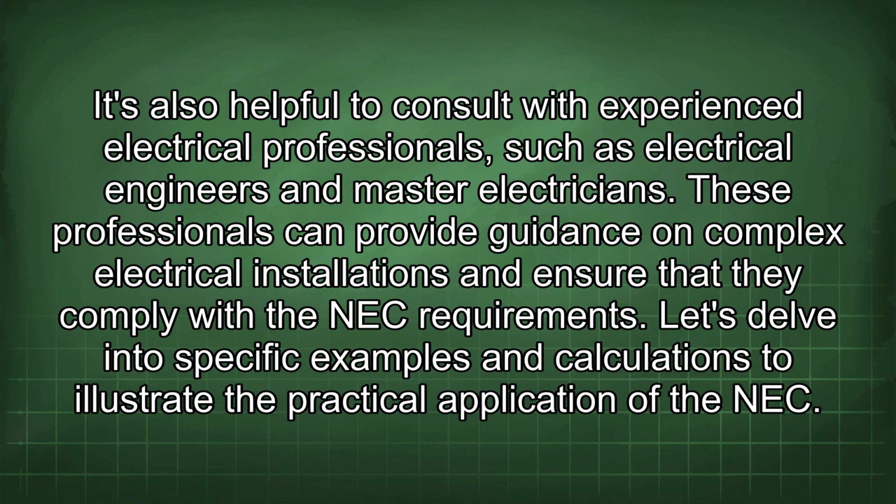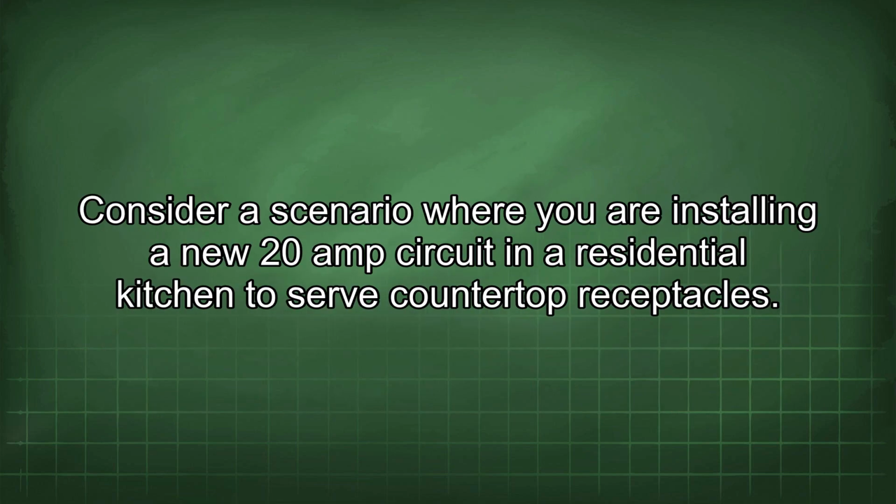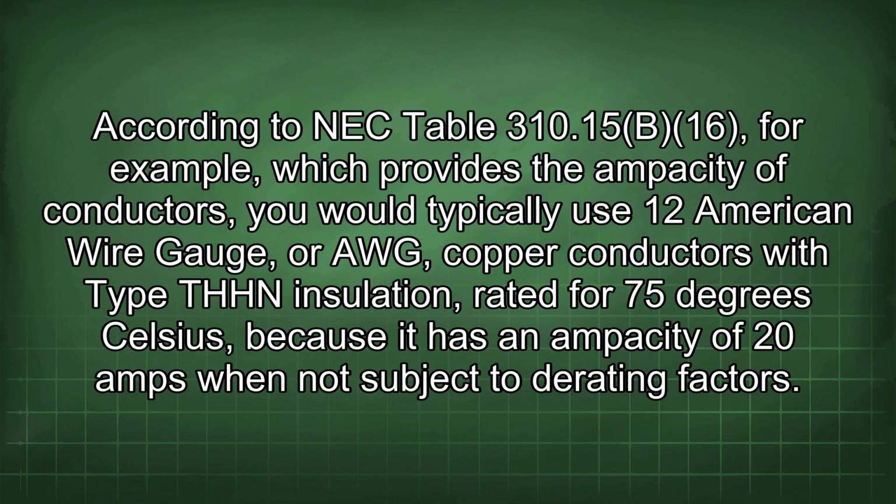Let's delve into specific examples and calculations to illustrate the practical application of the NEC. Consider a scenario where you are installing a new 20-amp circuit in a residential kitchen to serve countertop receptacles. According to NEC Table 310.15(B)(16), for example, which provides the ampacity of conductors, you would typically use 12 American Wire Gauge, or AWG, copper conductors with type THHN insulation, rated for 75 degrees Celsius, because it has an ampacity of 20 amps when not subject to derating factors.